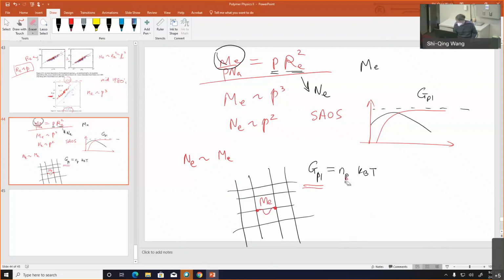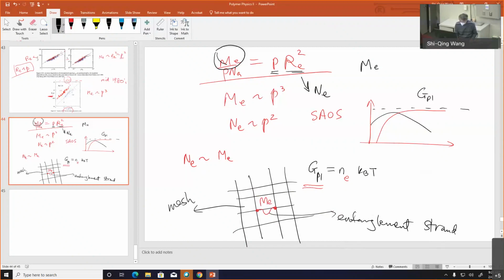Oh, gosh. This is not the number of chains, but the number of such, what do you call it? There's a word you may use. You can call it entanglement strand. You can call this whole thing mesh size. Meshes, in fact. Entanglement meshes. Or if you like, meshes of the entanglement network.